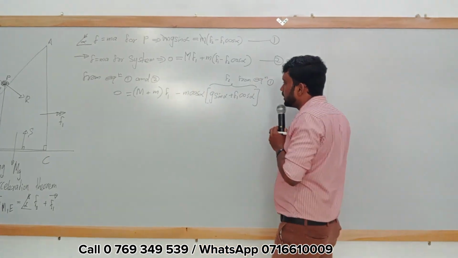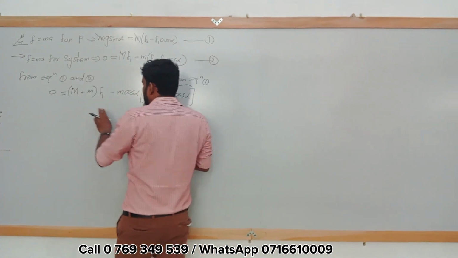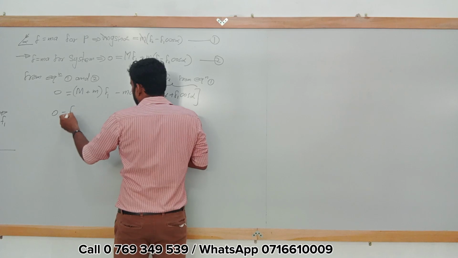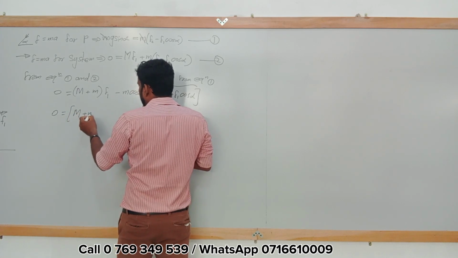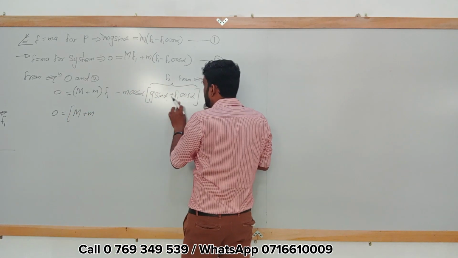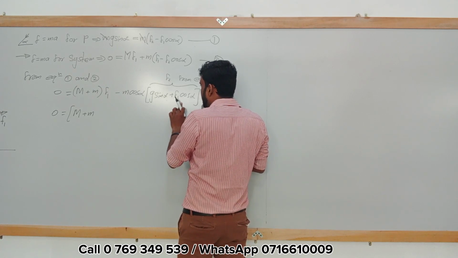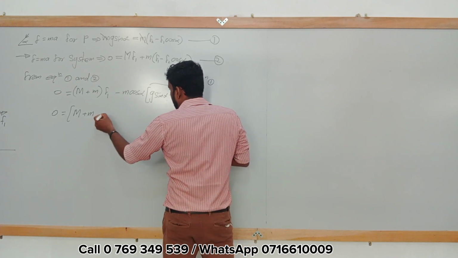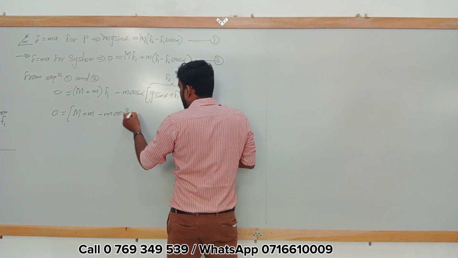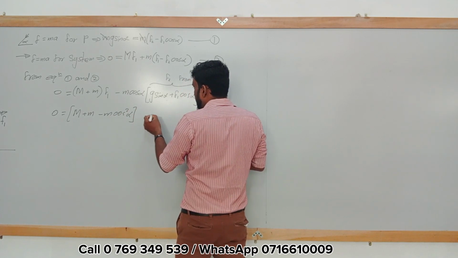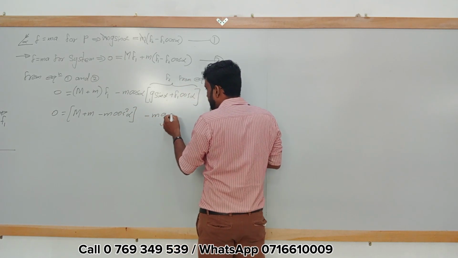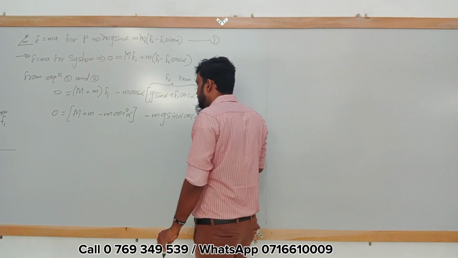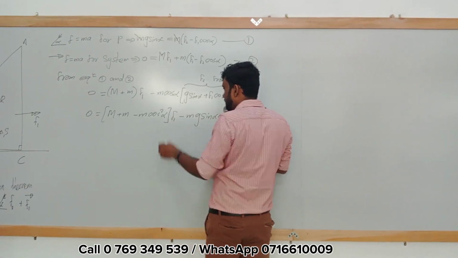Right. Now, solving this one. 0 equals, here capital M plus simple m. Another one here. What is that? m cos alpha, and minus m cos square alpha, minus m g sin alpha cos alpha, and here F1.